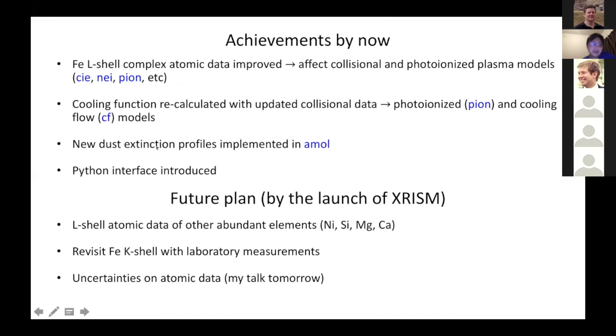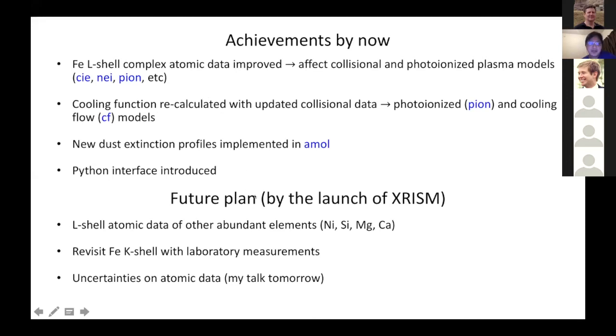And our dust model AMO has become even more powerful than before by incorporating more lab measurements. We welcome everyone to try our new Python interface, test it, and give us your feedback.